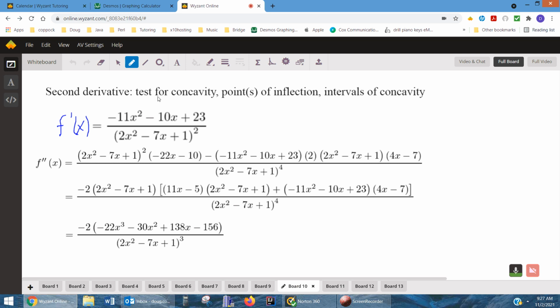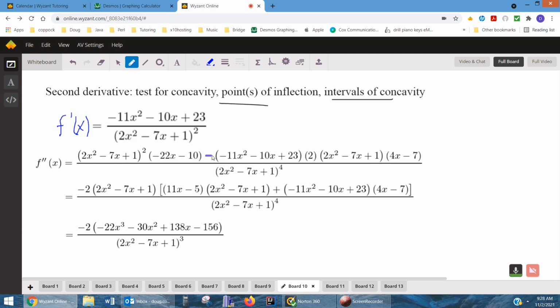Second derivative test for concavity, points of inflection, intervals of concavity. Here's f prime. It's really messy to find f double prime. Denominator times the derivative of the numerator minus the numerator times the derivative of the denominator. That derivative of the denominator, we have to use the power rule followed by the chain rule, all over the denominator squared.